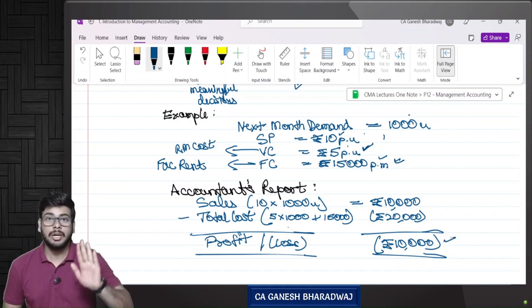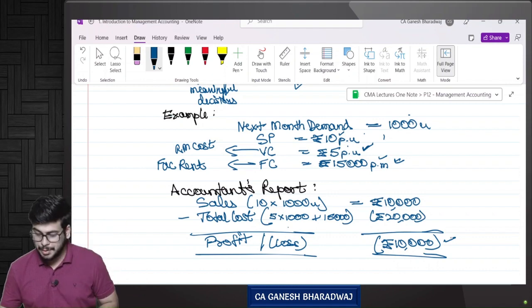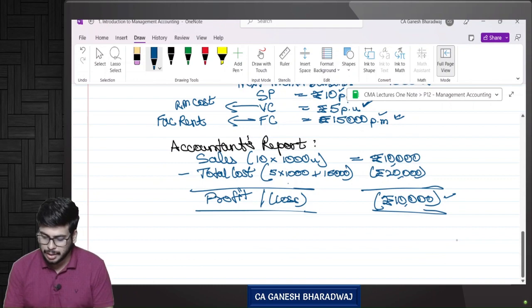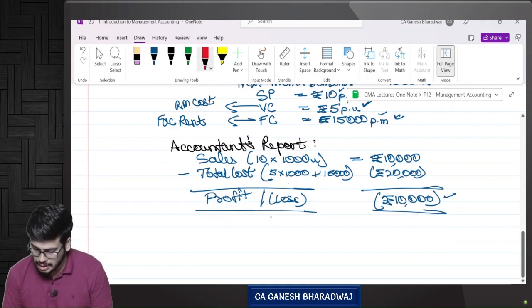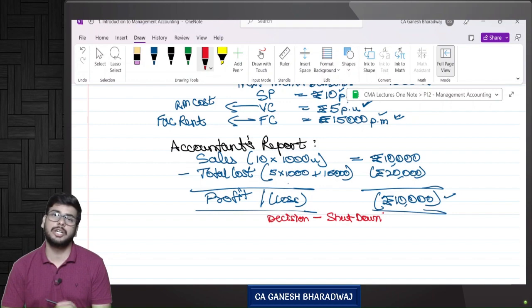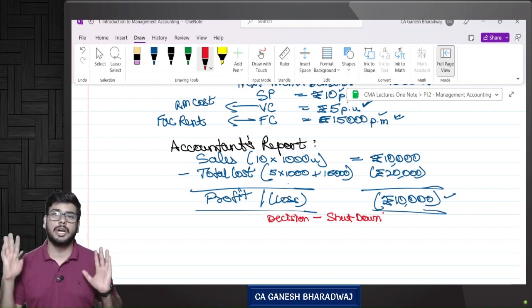Don't do it. Clear? So this will be the decision that a normal accountant will give. The normal accountant will say: decision, shut down. Sir, please shut down, because there is going to be a loss of 10,000 if you continue the business.